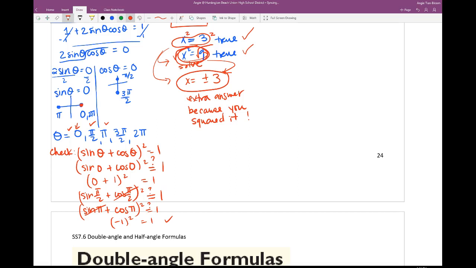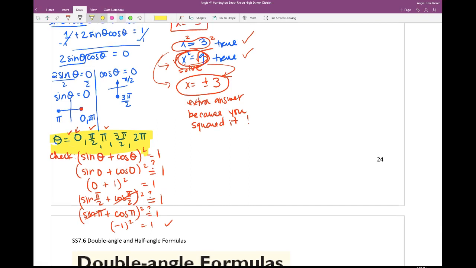So what's going on? Looks like I can keep all 5 answers because this is being squared right here. You see this right here? Anytime you have anything being squared, all the negatives become positive. So that's why I can keep all of these. All of that is my answer. Okay. So don't forget to check.